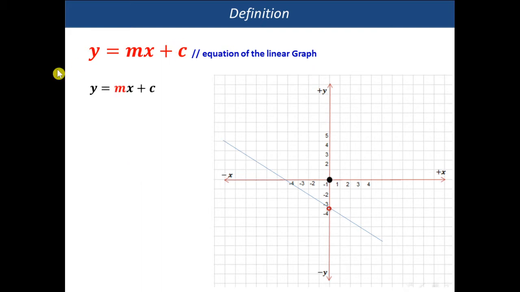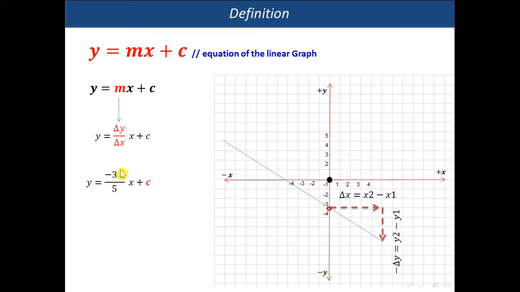So what is m in this equation? M is the gradient of this line. M represents the gradient which we had in the last video. So it is delta y over delta x. Delta x is x2 minus x1, and delta y, which will be negative, is y2 minus y1. So the gradient of this line is minus 3.5, so minus 3.5 x plus c.